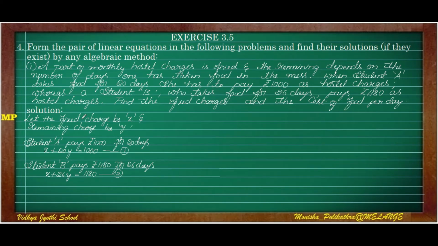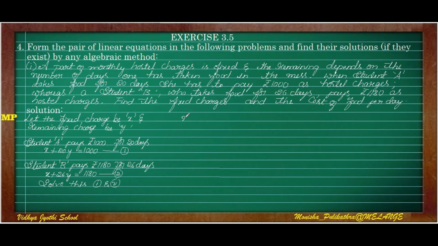Okay. So let us take the fixed charges be x variable and remaining charges as y variable. Student A pays 1000 rupees for 20 days. So x plus 20y. x is the fixed charge plus 20 days for food, mess food, is equal to total hostel charges 1000, and student B pays 1180 for 26 days, x plus 26y equals 1180. So we have to solve these two equations, equation 1 and 2.